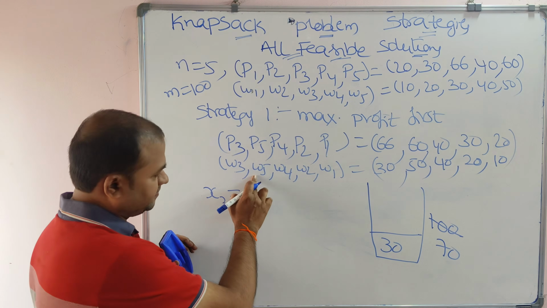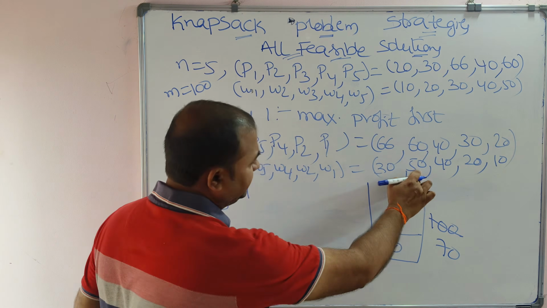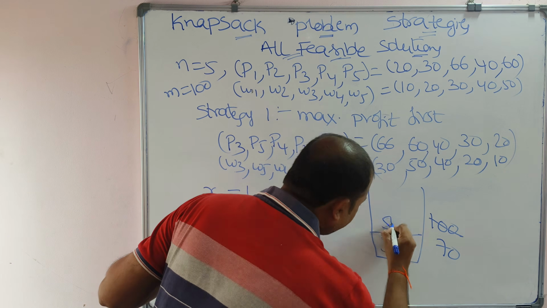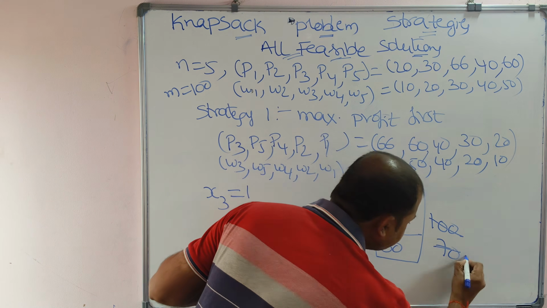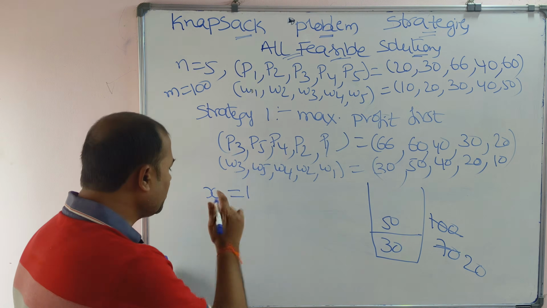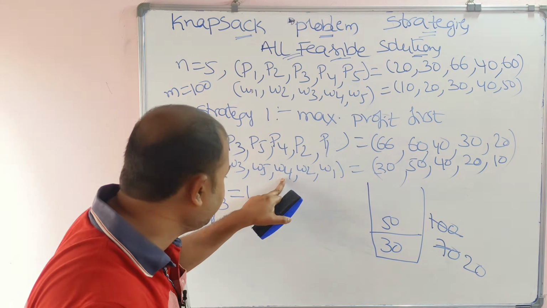Next, fifth object. The fifth object has maximum profit. What is the fifth object's weight? 50. So place 50 in the knapsack. Then what is the remaining size? 70 minus 50 means 20. So now what is the x5 value? x5 value is 1.